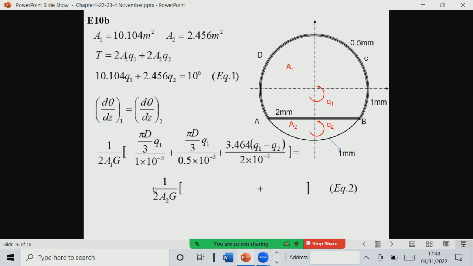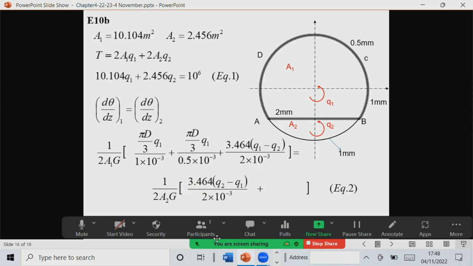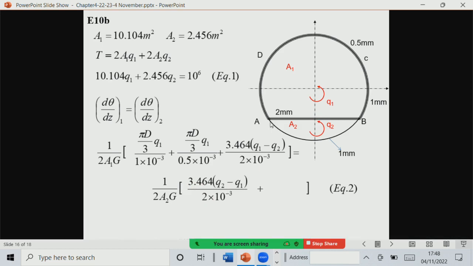The bottom cell is made of a floor panel and this shell with a central angle of 120 degrees and the thickness of 1. So the floor panel in cell 2 is subject to a shear flow of Q2 minus Q1 because now this is considered to be positive. This is in the other side, so it's negative. This is the length and this is the thickness. Now, the bottom shell is a third of the circle, so pi d over 3 multiplied by Q2 divided by its thickness.